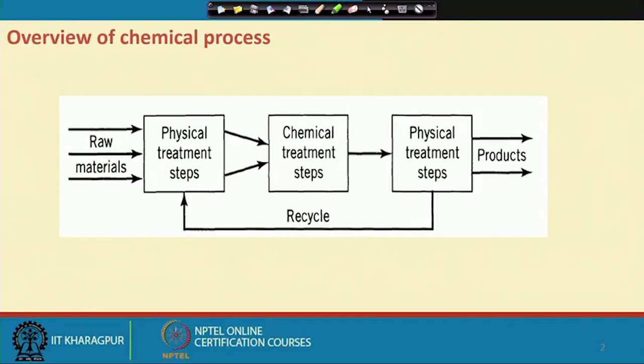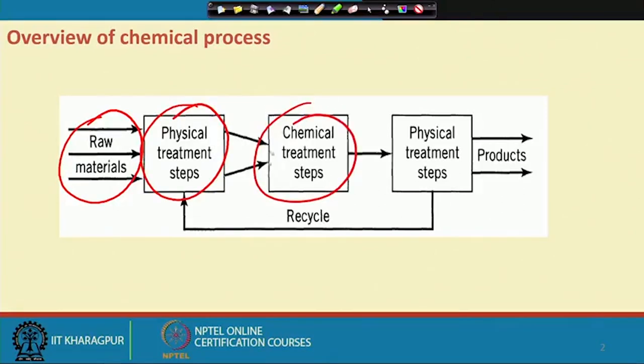Now, if you look at the overall chemical process, how does it look? Initially, we have raw materials. Then these raw materials undergo some kind of physical treatment before they go to the chemical process. And after the chemical process, we do some kind of purification, which we call physical treatment steps. Then we get the product. And sometimes we recycle some of the material back to the system.